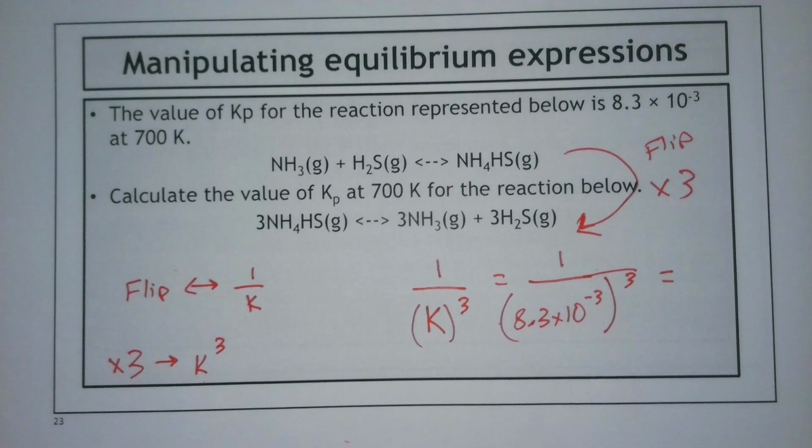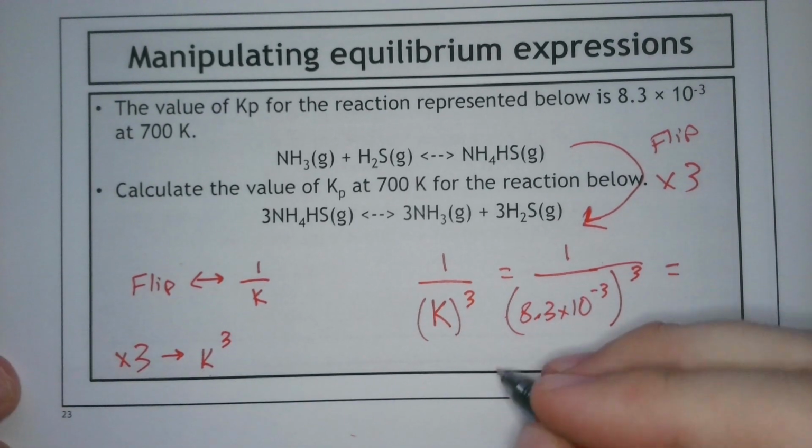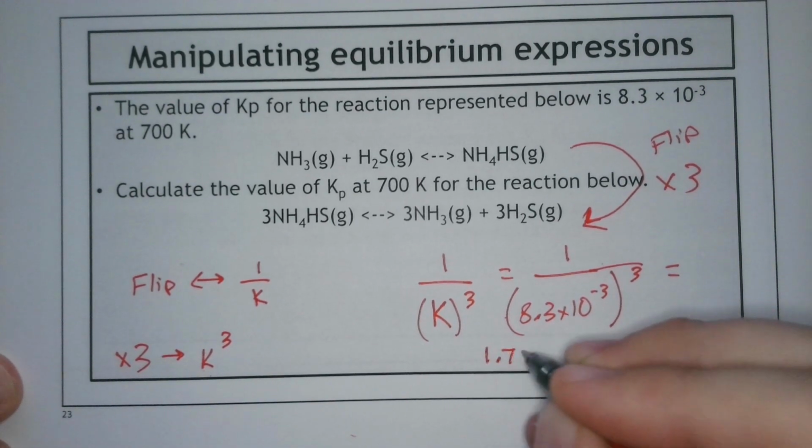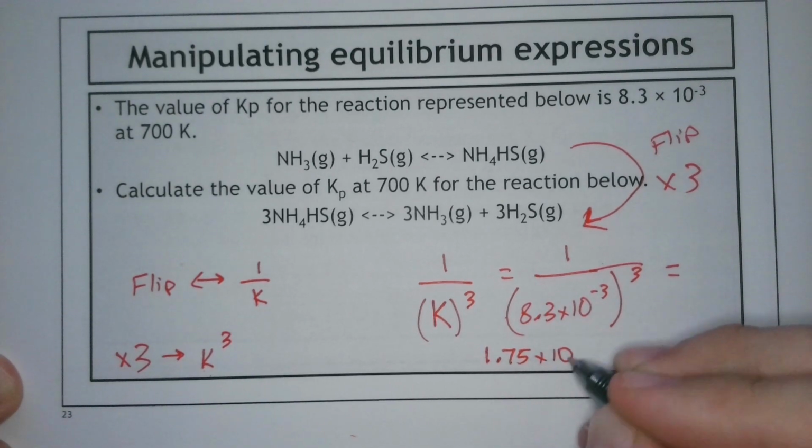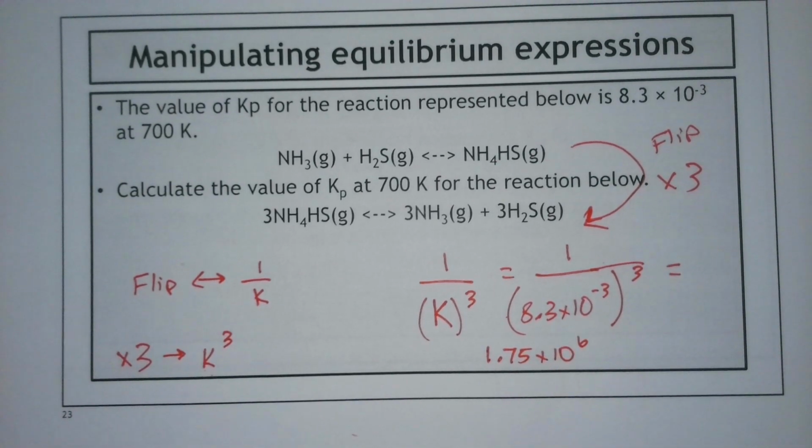Let's see what I get. 0.0083 is that number. And then I'm going to cube it. I'm going to turn my phone sideways. And then I'm going to flip it. I'm going to take the reciprocal. I get a really big number. I get 1.75 times 10 to the power of 6 is my K.